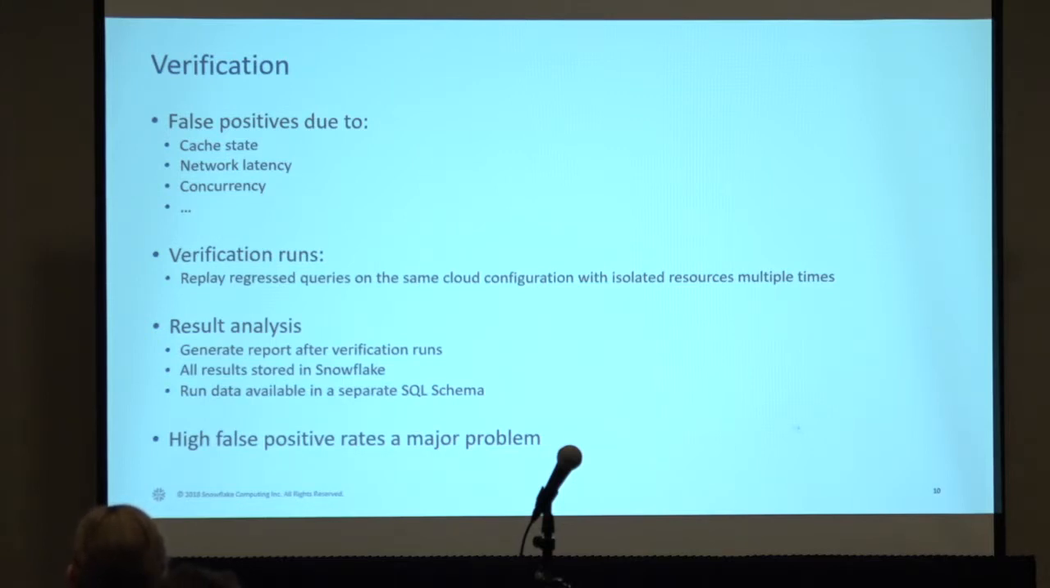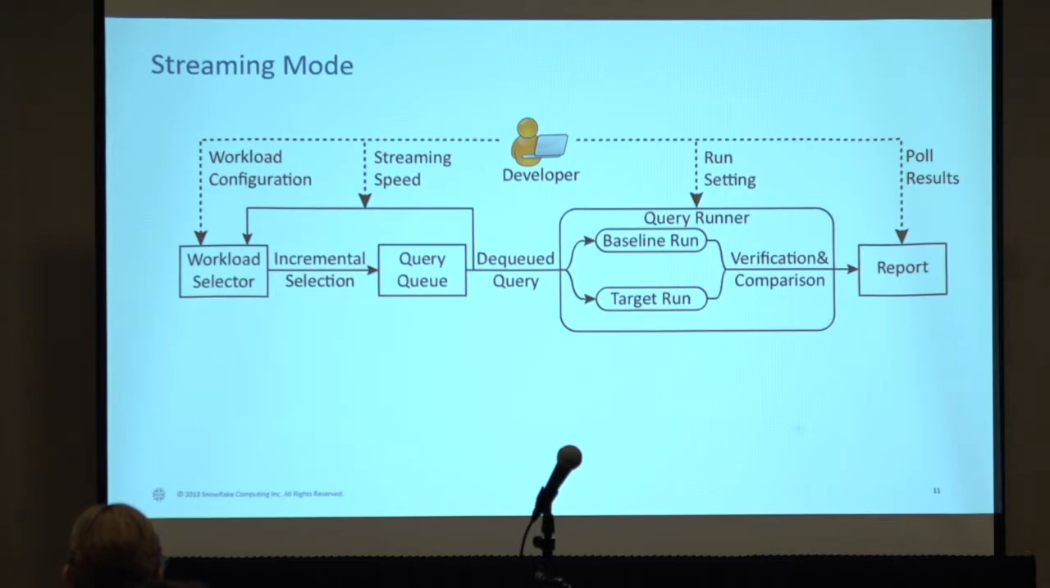After that, we can perform result analysis. We generate a report that covers the categories that we looked at in the last slide, and all the results are stored back into Snowflake in a relational schema. Even after this, high false positive rates is still a major problem. So we have lots of wasted runs because we have to keep doing these verifications. Which is why we implemented a streaming mode.